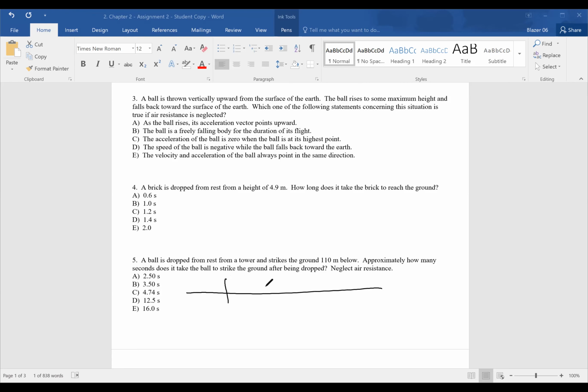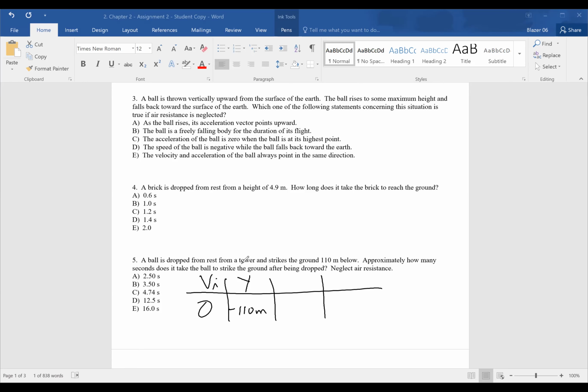Again, you notice how I always start the problem in this manner. Before I even read the problem, I'm going to identify what is given in the problem. A ball is dropped. Initial velocity, 0. From a tower and strikes the ground below 110 meters. So then that means that my y value is negative 110.